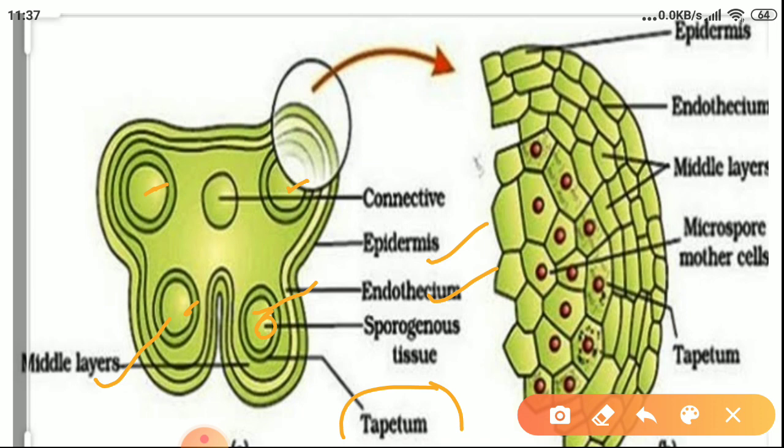Now, the cells of tapetum contain dense cytoplasm, number one. Second characteristic is they are multinucleate, having many nuclei. Function I have already discussed, that it helps in developing pollen grains. So this is the structure, this one is the line diagram, and this one is the cellular diagram.